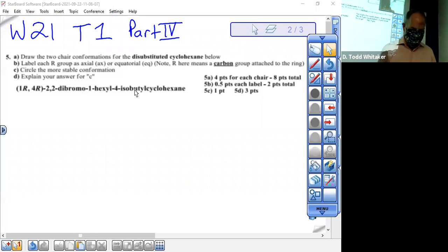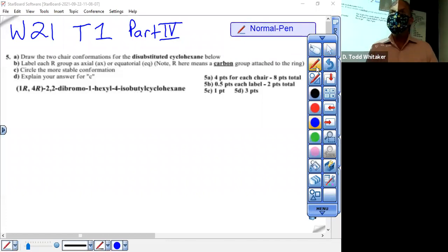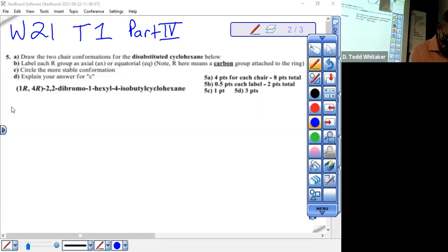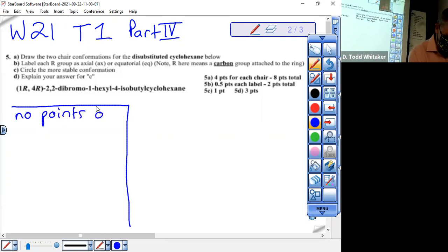All right. So this is not worth any points, but if you don't do it, you won't get any points. You better do it just to figure out which groups are up and which groups are down. So no points, but necessary.